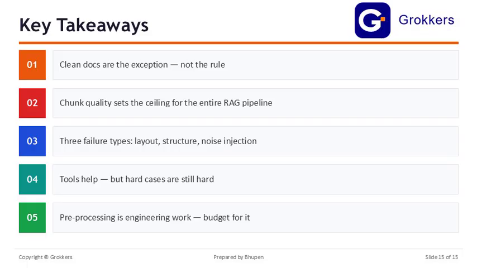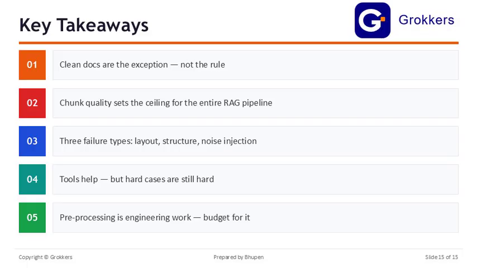Third, failure modes cluster into 3 types. Layout failures, where reading order is lost, structure failures, where tables and hierarchies are flattened, and noise injection failures, where boilerplate contaminates content chunks. Fourth, the tools have genuinely improved and are worth using, but they have not solved the hard cases. Multi-column layouts, borderless tables, scanned mixed content documents, and PPTX reading order remain unsolved.